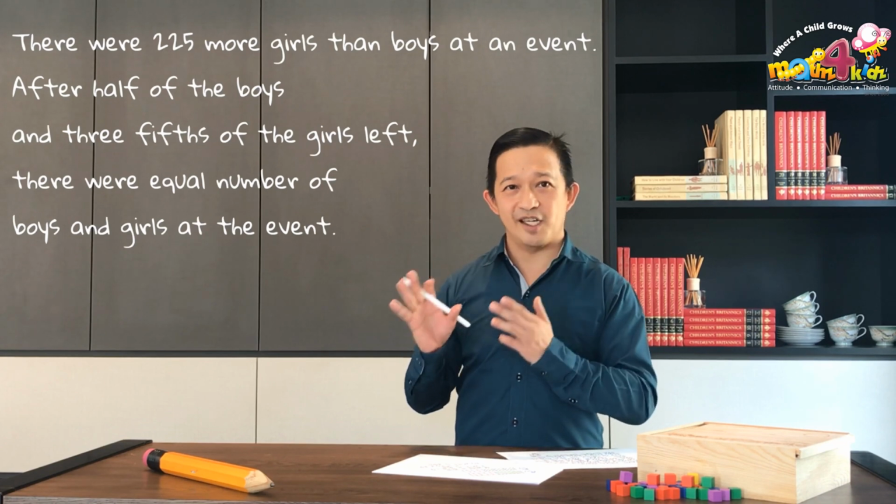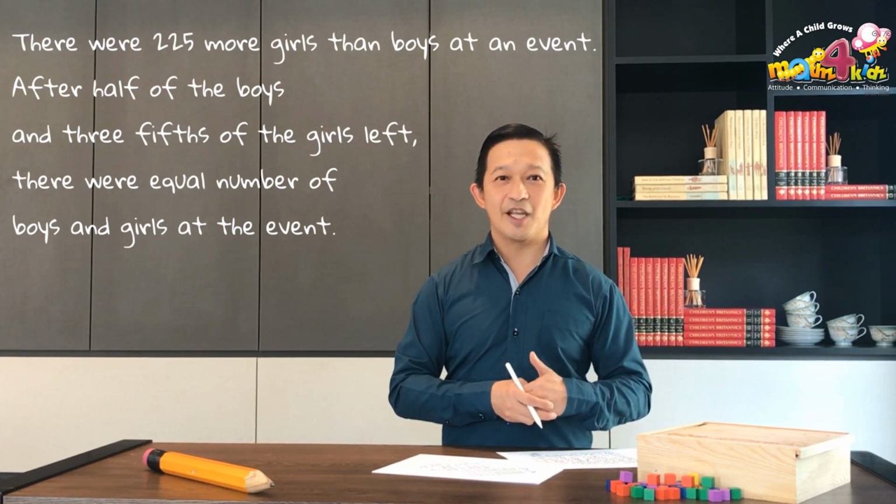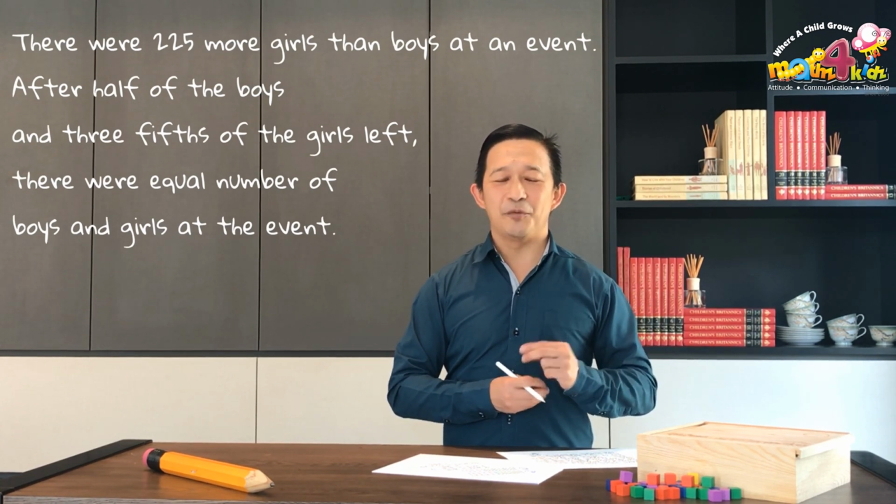How else can we challenge ourselves? If you can manage that version of the problem where there were 225 more girls than boys at the event, what if I change one more information? In the third problem, we no longer know the number of children who remain behind. In the original version, we know that there were 315 children remain at the event after half the boys and 3/5 of the girls left the event. In the third version of the problem, all we know is that after half of the boys and 3/5 of the girls left the event, the number of boys and girls were equal. That's another way we can challenge ourselves.